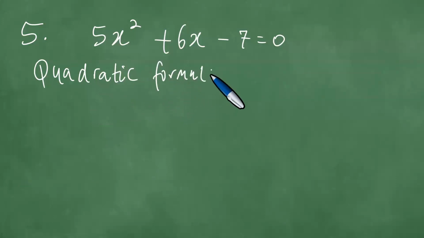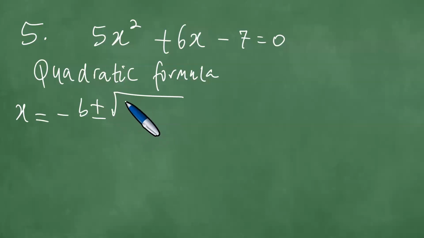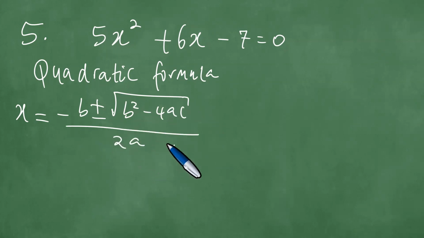You're right, Tando, but this one can't be factored, because the product is minus 35 but there are no factors that are going to give 6. If it becomes tricky, you use the quadratic formula: x equals minus b plus or minus the square root of b squared minus 4ac, over 2a. Good.